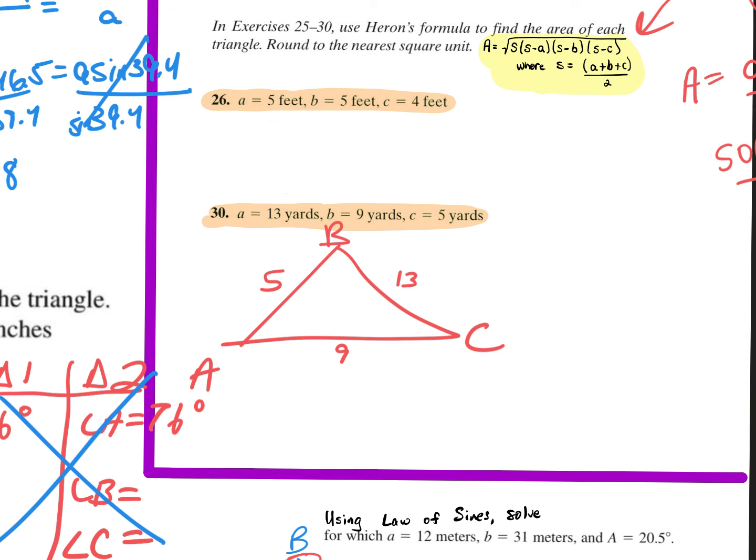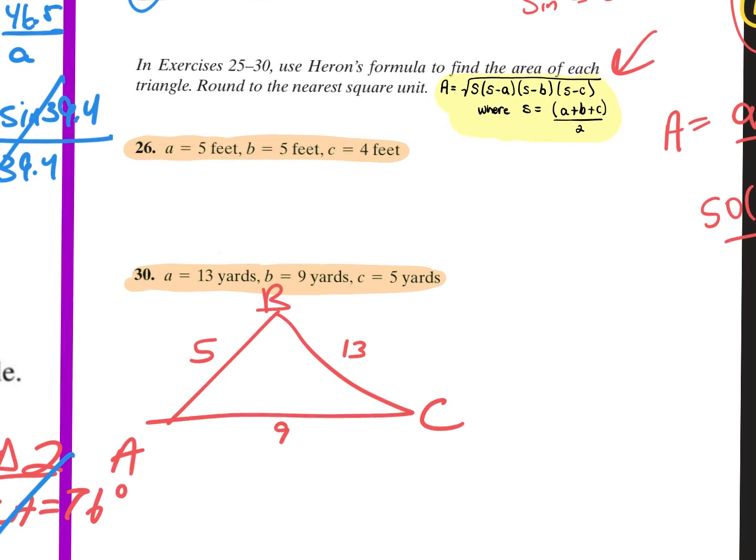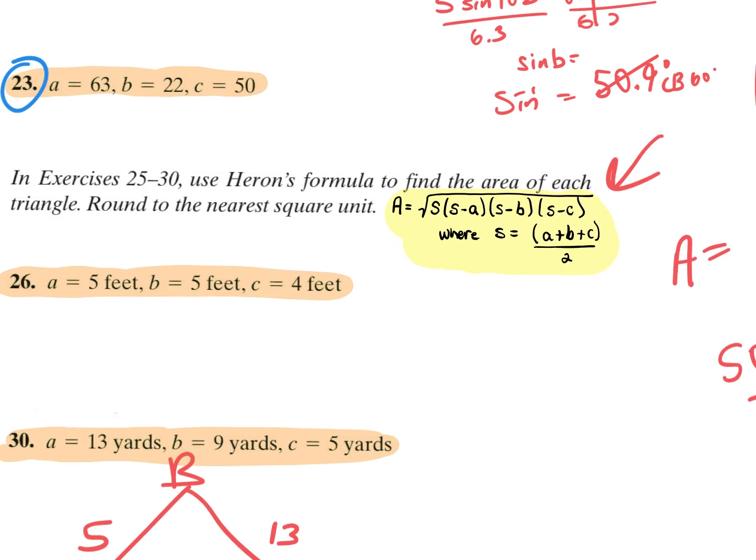If it says area, can I do base times height divided by 2? No, because I don't have the height. Do I have two sides and an included angle? No. Could I hypothetically find the angle? Yes, you could use law of cosines and do that. But on your test, it's going to say, using Heron's formula, which I'm going to give to you, which is right here, find the area.